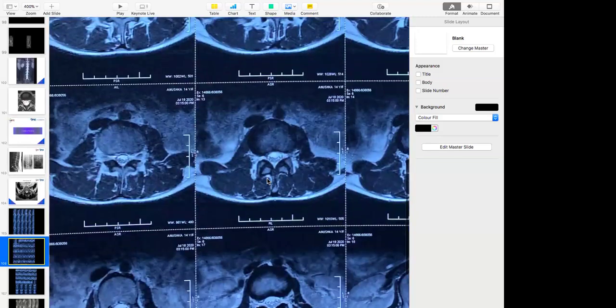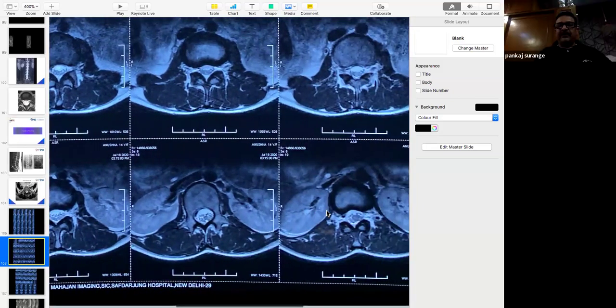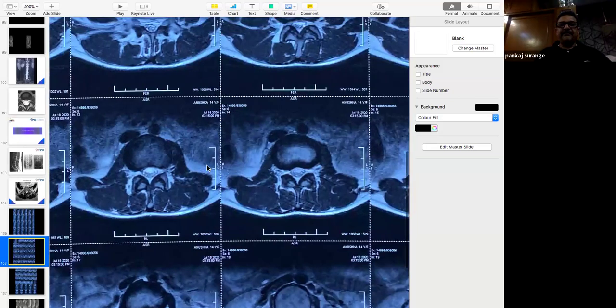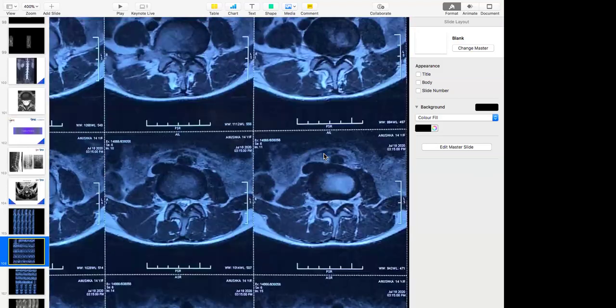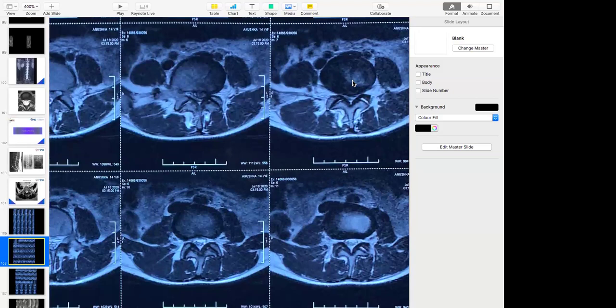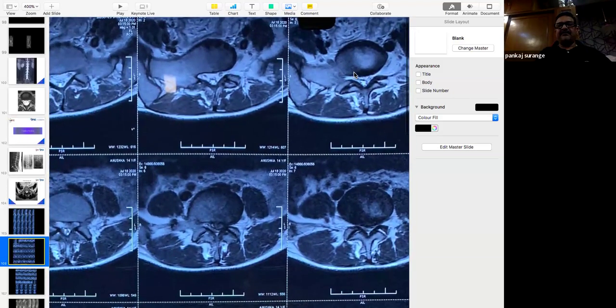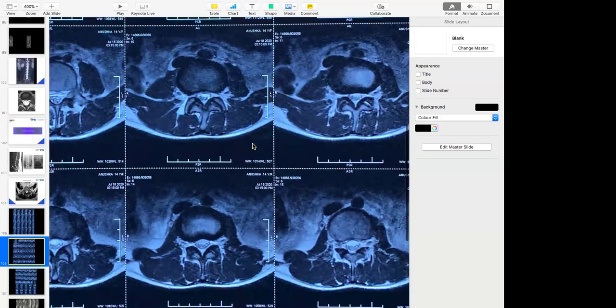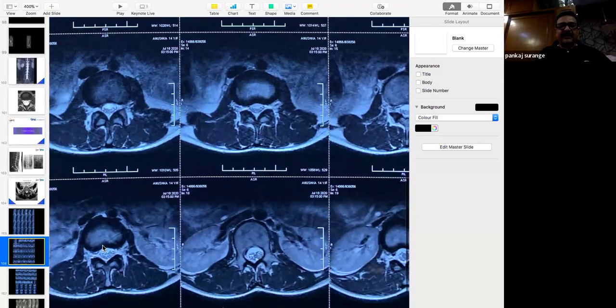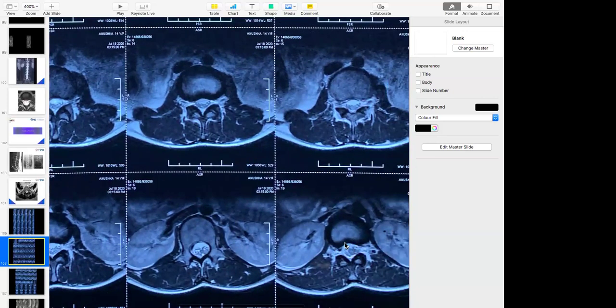So this is your L1, L2, L2, L3, L3, L4, and this is L4, L5. And this is your L5S1. Now look at this L5S1. All other discs in the axial sections maintain the concavity. Can you make out the concavity here? So the annulus maintains this concavity.